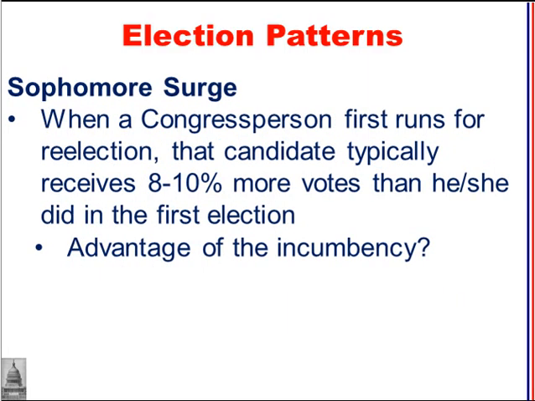And then there's something called the sophomore surge. When a congressman first runs for re-election, that candidate typically receives 8 to 10 percentage points more votes than he or she did in the first election. And again, it just goes to show the advantage of the incumbency.